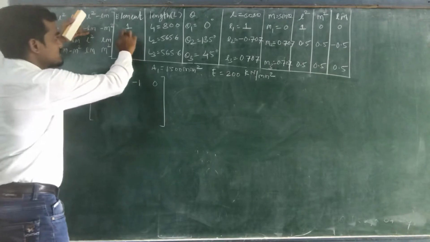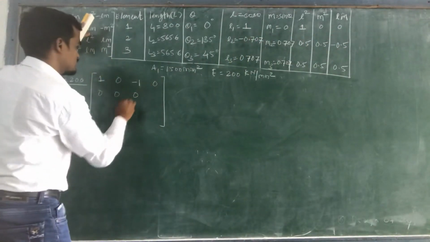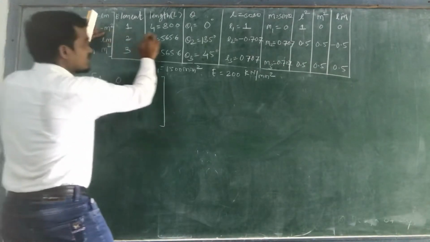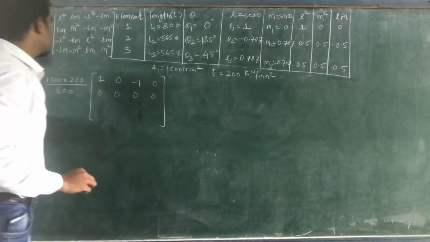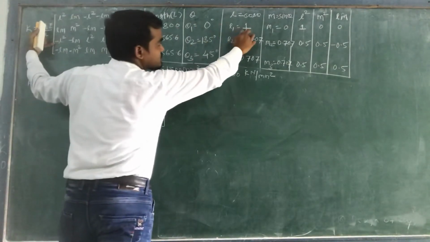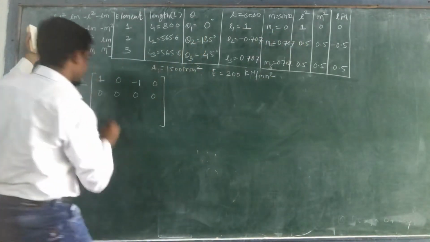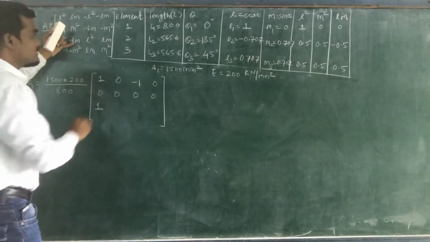Minus LM. For the first element, LM is 0, so this is equal to 0. Then minus M square. M square for the first element is 0, so this is also equal to 0. Then minus L square. L square for the first element is 1. Then minus LM. LM is 0.